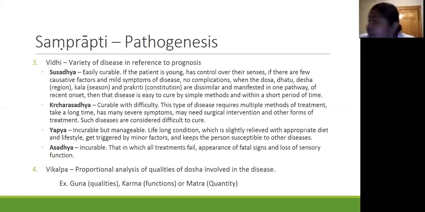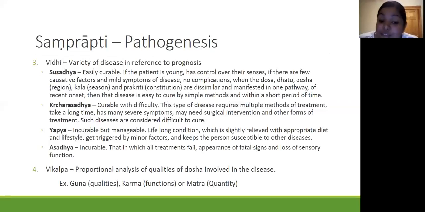Okay. The next is kritrasadhya, where it is curable with difficulty. So we can still cure it, we can still get rid of it, but it takes more time. It requires more effort. It requires multiple methods of treatment. Of course, it has more severe symptoms, may need surgical intervention, because remember in Ayurveda, even though we can't practice it here, in Ayurveda, they do mention surgical intervention. So kritrasadhya are conditions that may need surgical intervention.